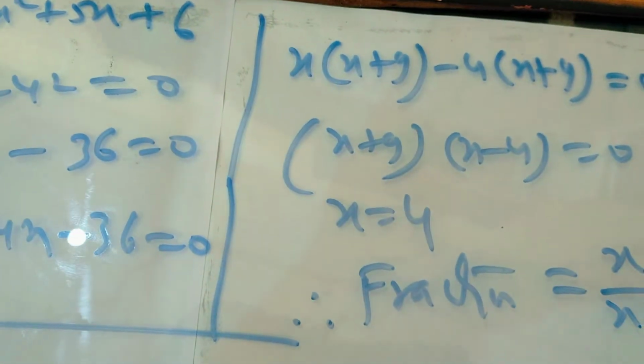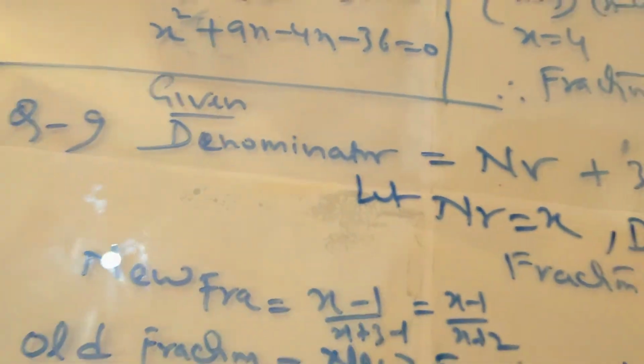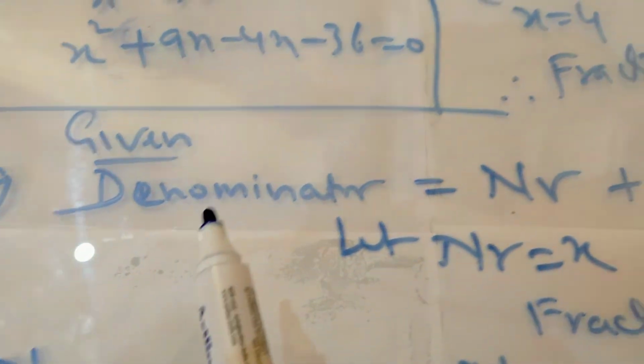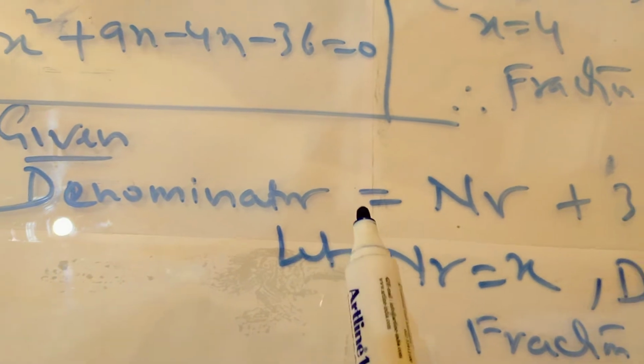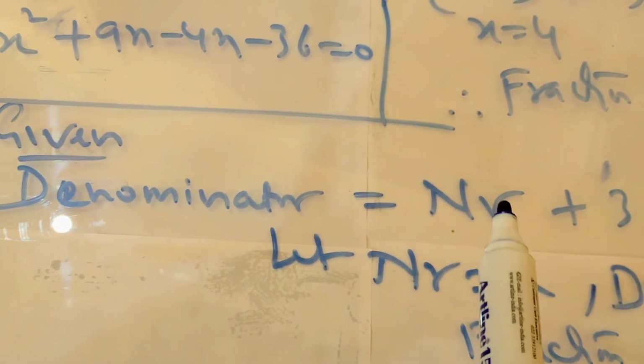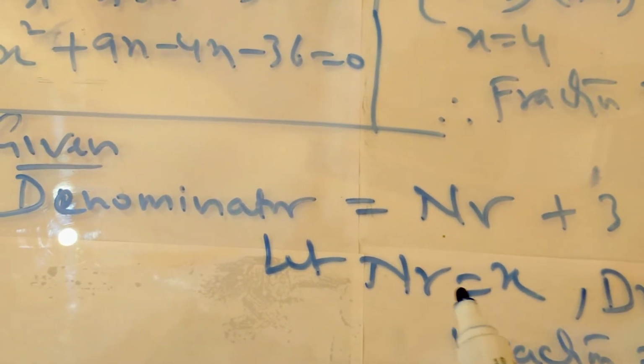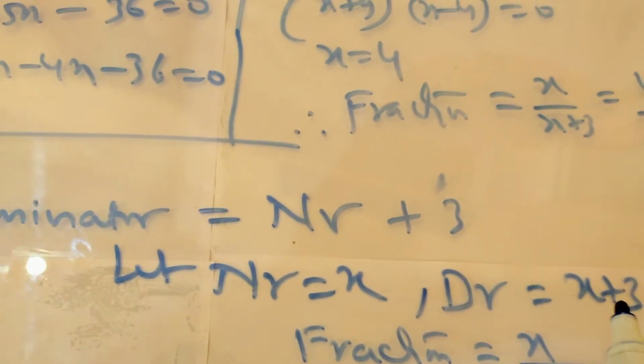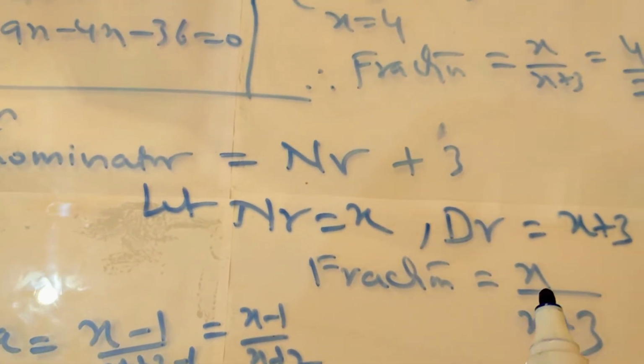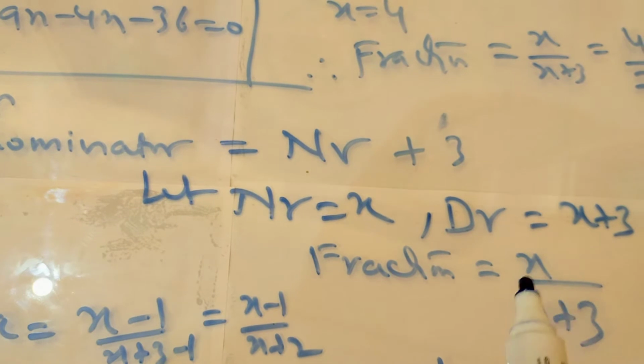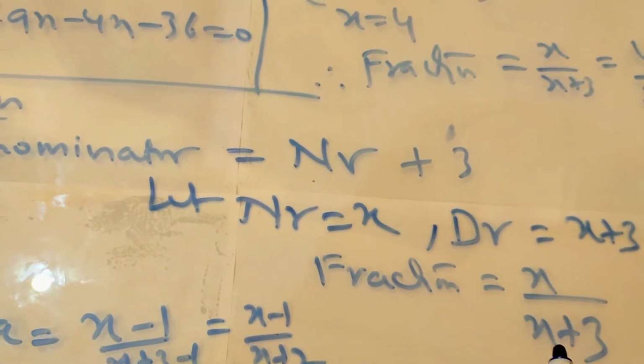So this is the type. Once again you can see this type. It is given that the denominator is equal to the numerator plus 3, meaning 3 more than the numerator. I have assumed the numerator is x, so the denominator is x plus 3. So our old fraction has become x upon x plus 3. Here only we have to put the value. The fraction is x upon x plus 3.